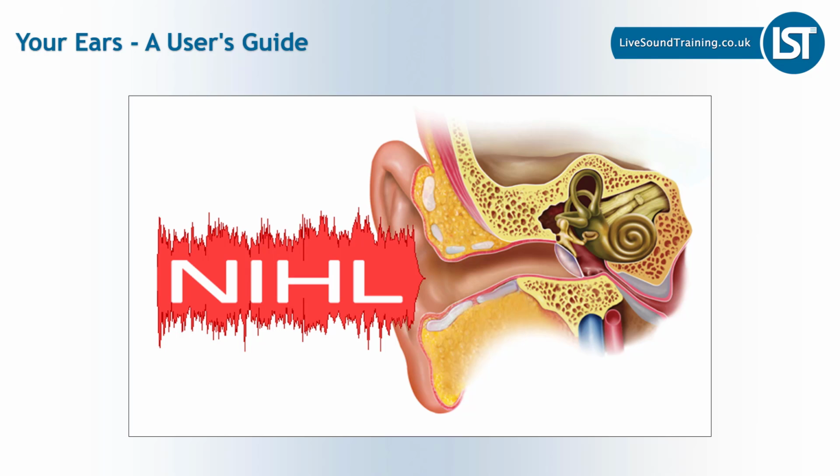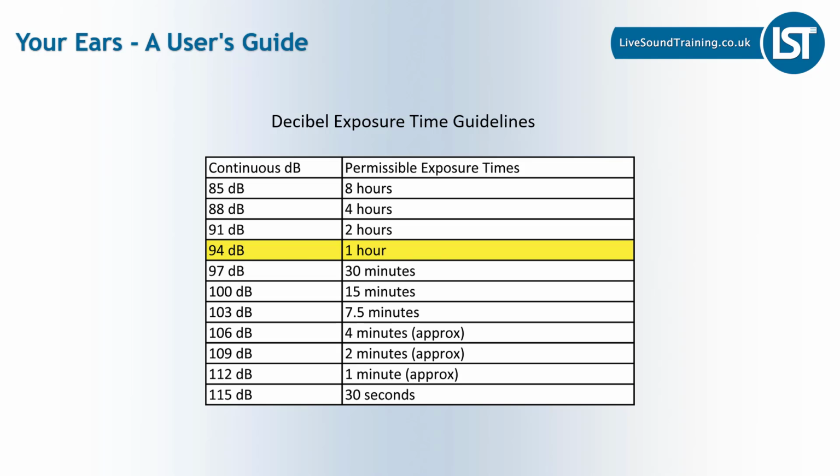This kind of damage can happen suddenly as a result of exposure to a single high-intensity sound such as a gunshot or an air horn, or gradually over time as a result of persistent exposure to excessive sound levels. The key here is to be aware not only of potentially harmful sound levels, but also of exposure times. Many countries around the world have published guidelines on harmful sound levels, and a measurement of below 85 decibels is generally considered to be safe.